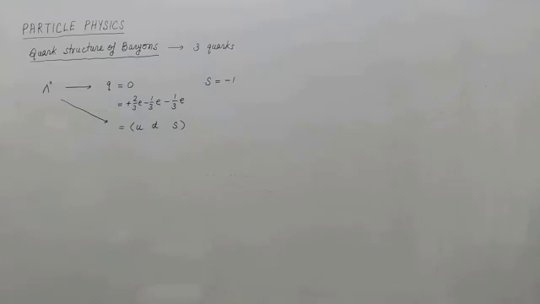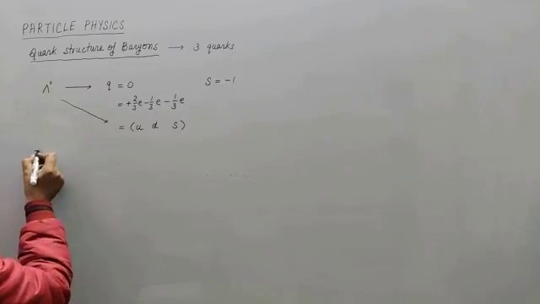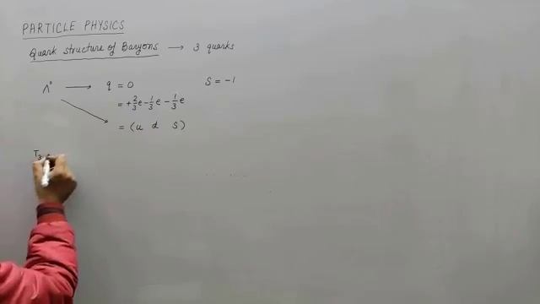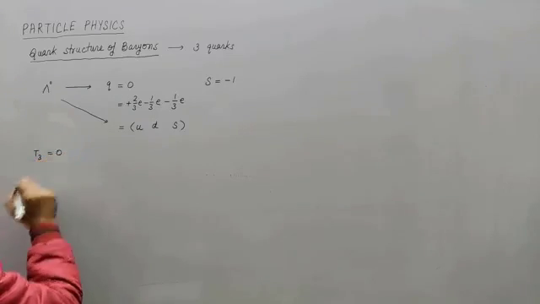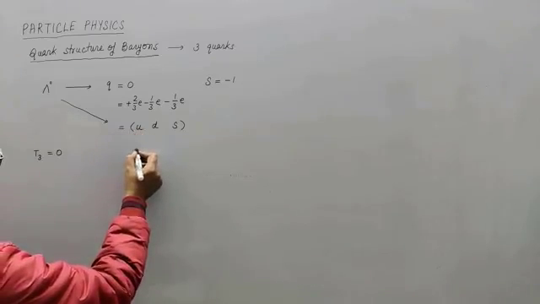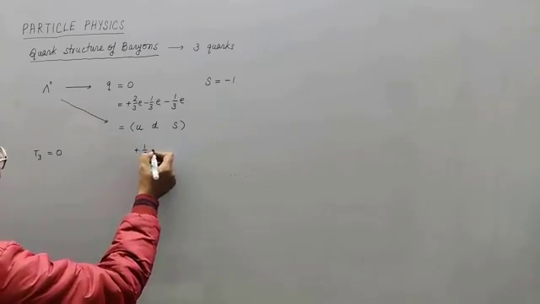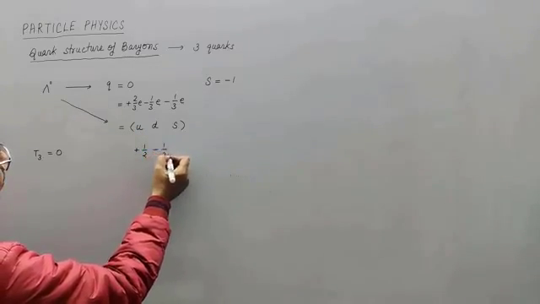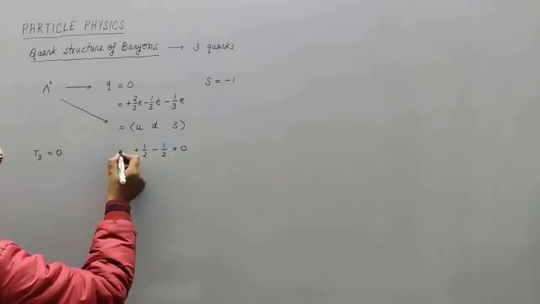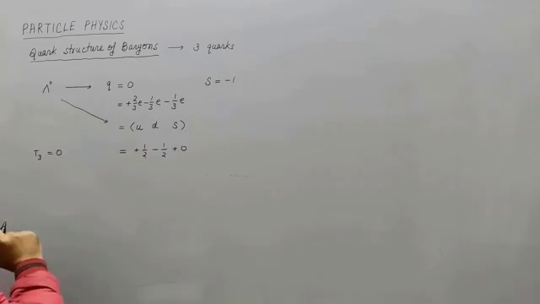You can check basically other quantum numbers, conservation of other quantum numbers. Like here, suppose I want to check T3 is 0 for this lambda naught. For U, this is plus half. For D, this is minus half. For S, this is 0. So this T3 number is conserved here.